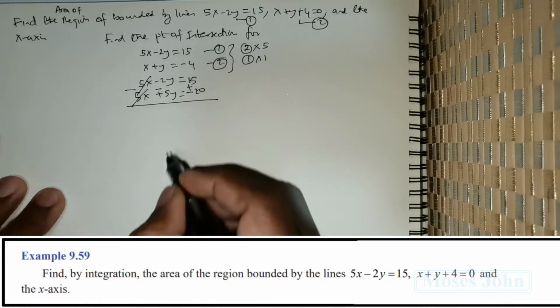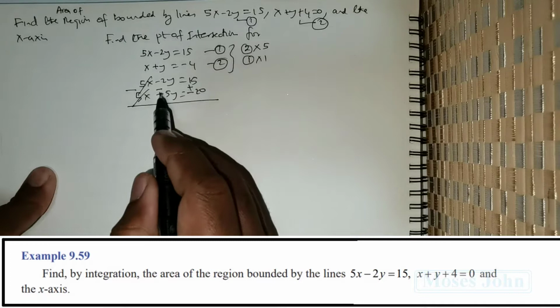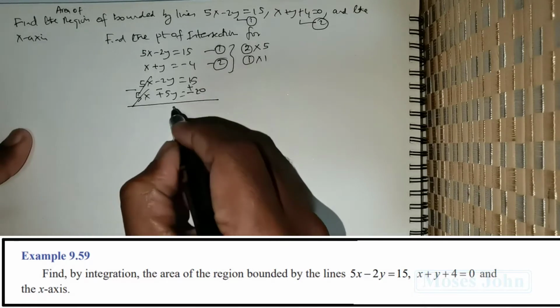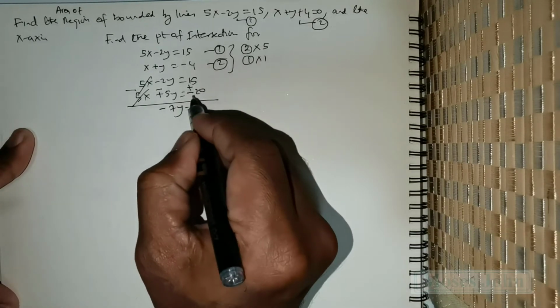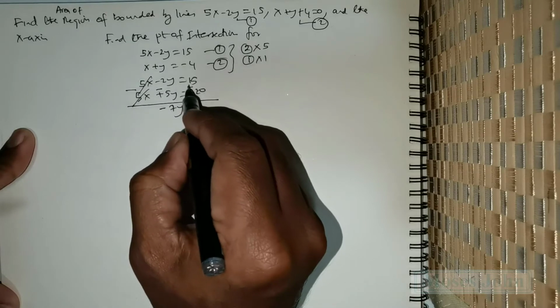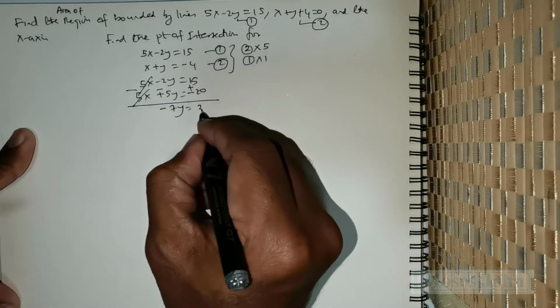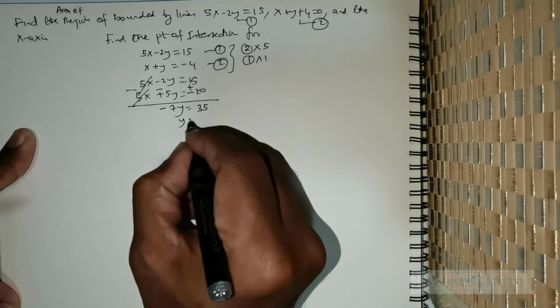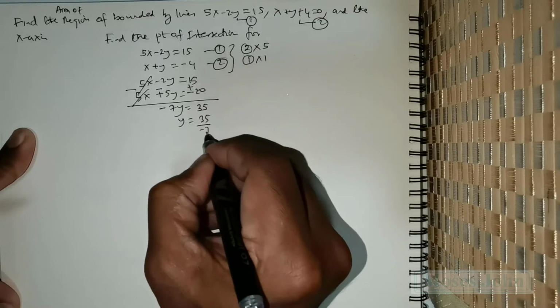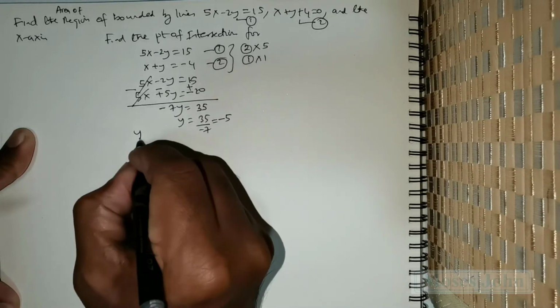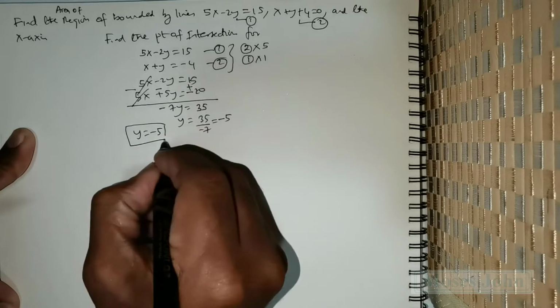The 5x will be cancelled. You have −2y − 5y, that's −7y. This is 15 + 20, that will become 35. So y will be 35 divided by −7, which is −5. So this is the value of y.